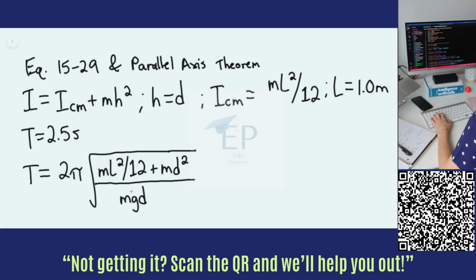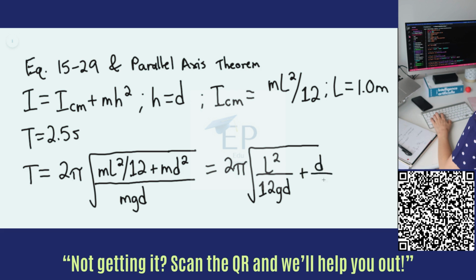Here, then, we're going to cancel all of our masses, and this is equal to 2 pi multiplied by the square root of L squared divided by 12 g d, plus d over g. And essentially, we're going to plug in all of our constants, 2.5 seconds.